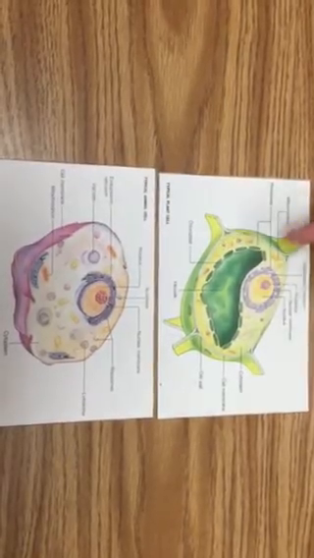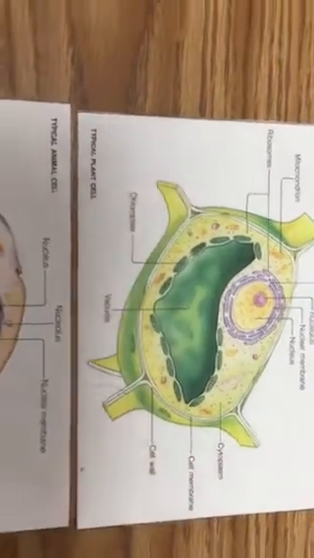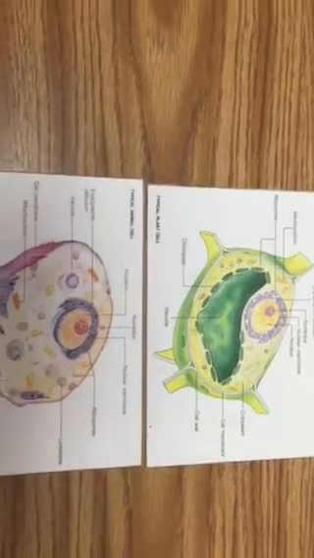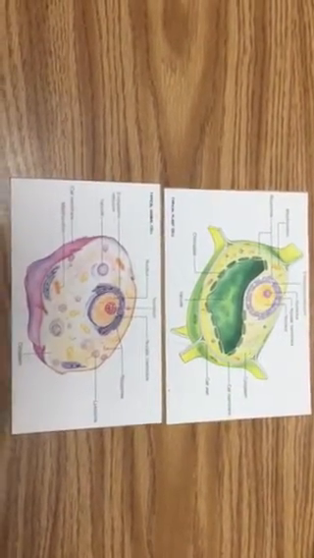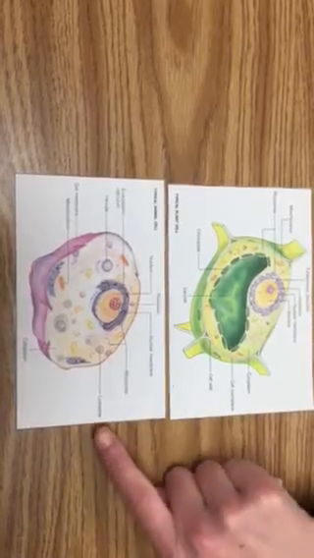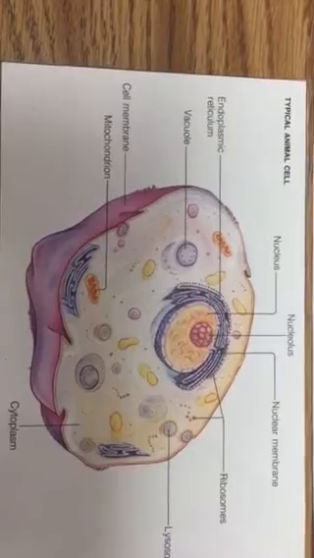First of all, we'll notice in the plant cell that they have a cell wall. The purpose of the cell wall in the plant cell is to support and protect the cell and to keep the plant cell from growing tall. You'll notice that there is not a cell wall in the animal cell. It only has its cell membrane.